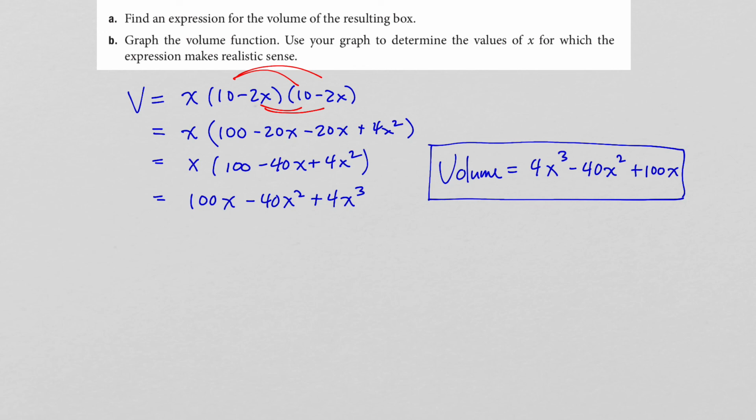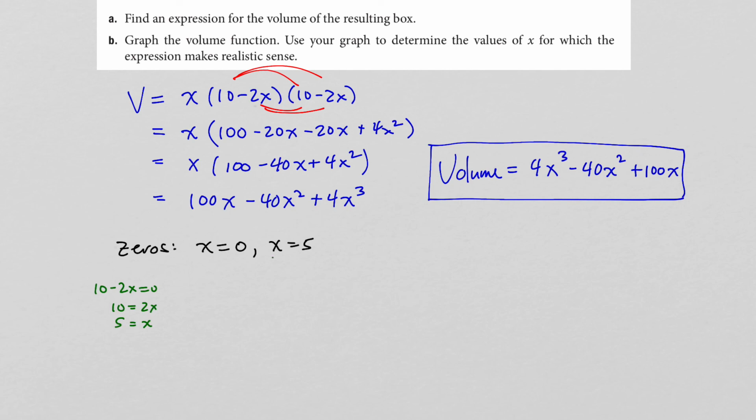So to graph this, let's first talk about our zeros. Our zeros are going to be x equals 0 and x equals 5. And that comes from simply taking these factors and setting them equal to 0. So I'll show my work here. If I set 10 minus 2x equal to 0, we get 10 is equal to 2x. And then dividing by 2, we get 5.